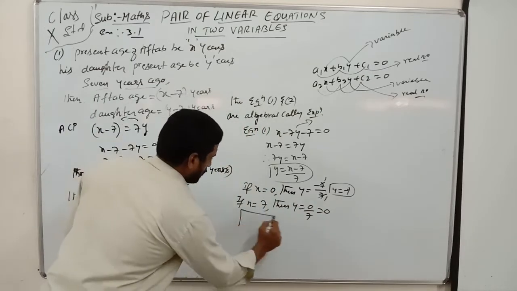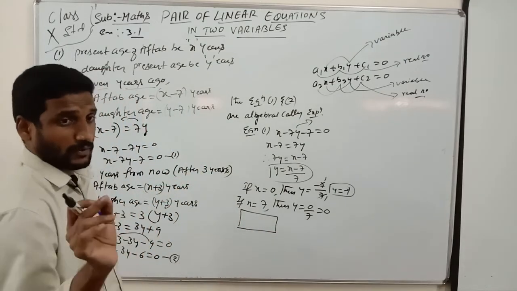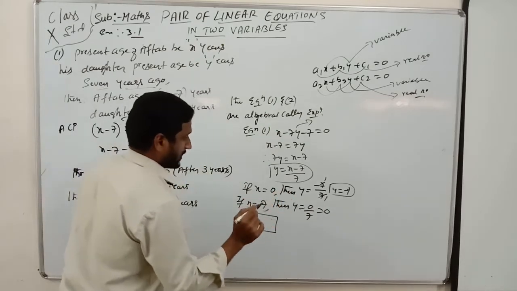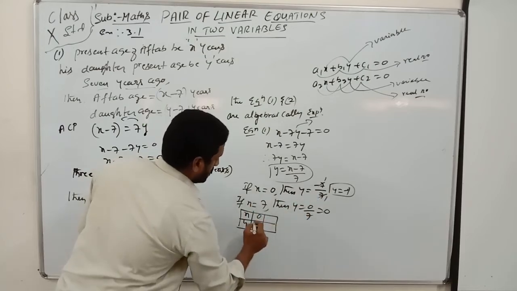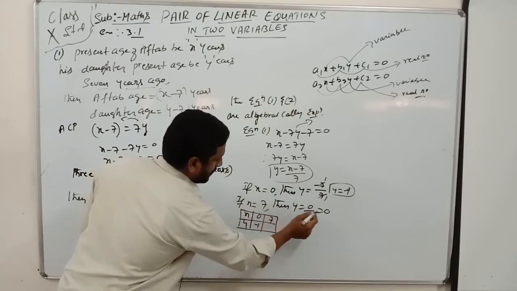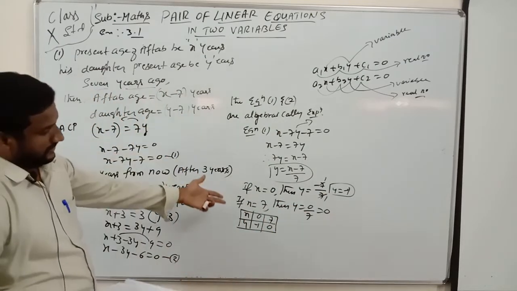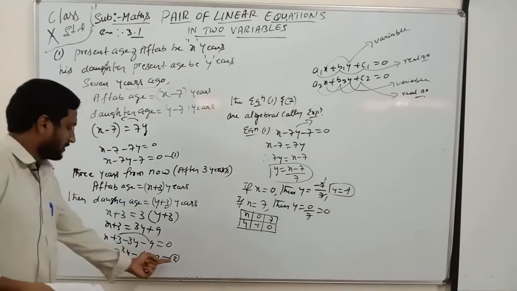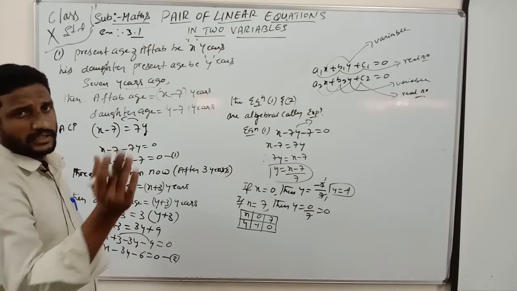I think 2 points are enough here, because in order to draw a line, at least a minimum of 2 points are required. So this is x, y: x value is 0, then y value is minus 1. If x value is 7, then y value is 0. This is the tabular column I prepared for equation 1. Now you can prepare another tabular column for equation 2, then finally draw the graph.